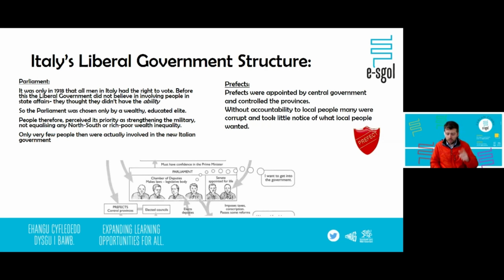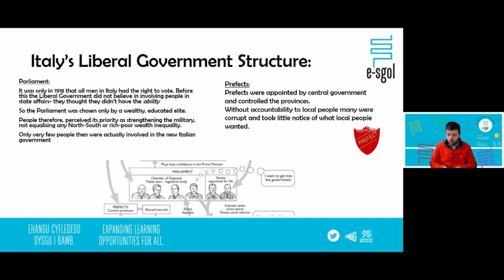So the parliament, initially at least, was only chosen by a wealthy and educated elite. And people then perceived its priority as strengthening the military and not equalising that rich and poor divide, that north-south divide. And so really, only a few people were involved in this new Italian government, and it creates problems, as I said, for creating an Italy of the heart.